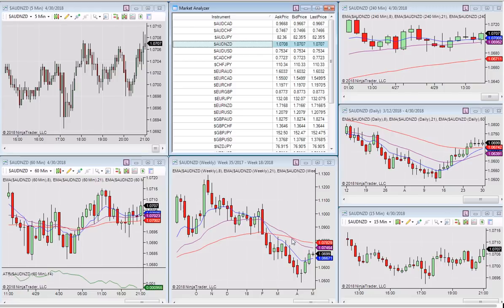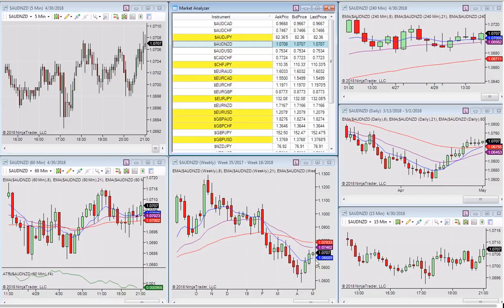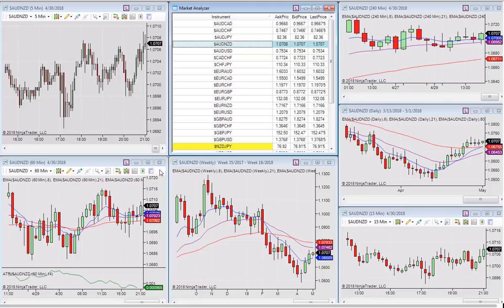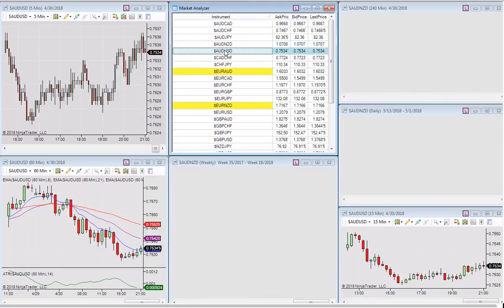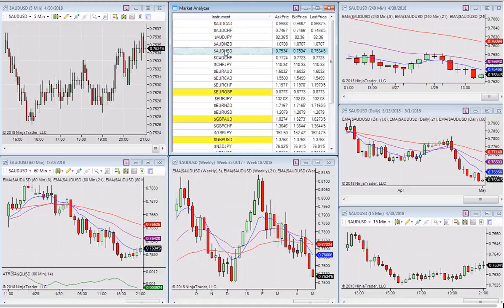AUD NZD going down on the weekly but bouncing. Nothing on the daily. Up on the 240. Nah, this is not ideal. So when we're talking about a discretionary system, we're trying to use our discretion. So we're trying to use all our skill and all our wisdom and all our knowledge to pick only the best cherries. So what we're doing is being very specific about what is a nice looking trade and what isn't.